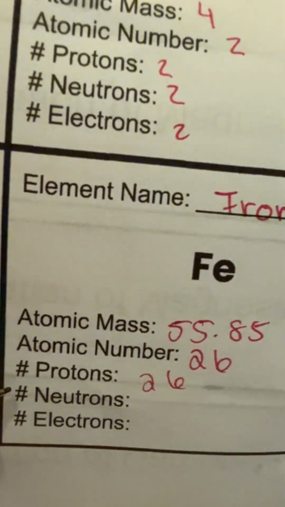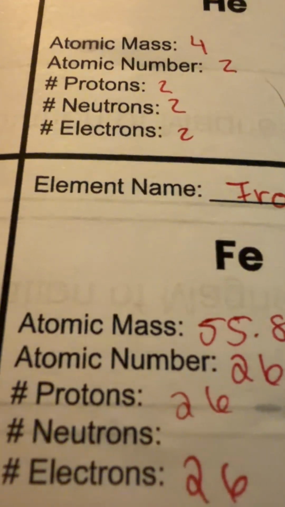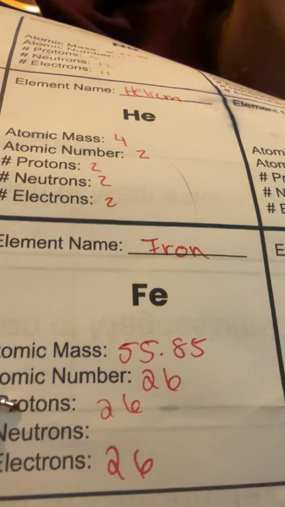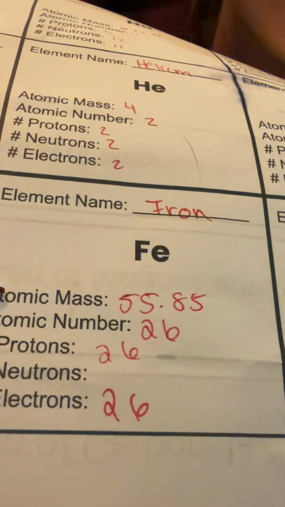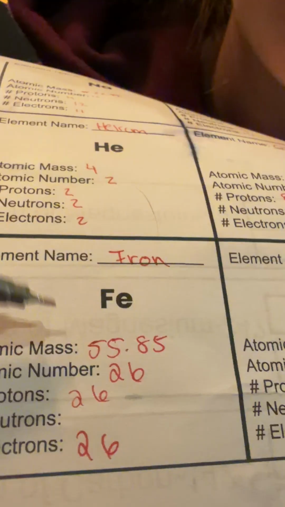if it's a neutral atom and we have protons, then we know that the number of electrons will match. And if we know the number of protons and the atomic mass, we can figure out how many neutrons. So 26 plus something is going to equal the atomic mass. In this case, let's say that's 56. So 26 plus something is going to equal 56. I'm going to put in 30.